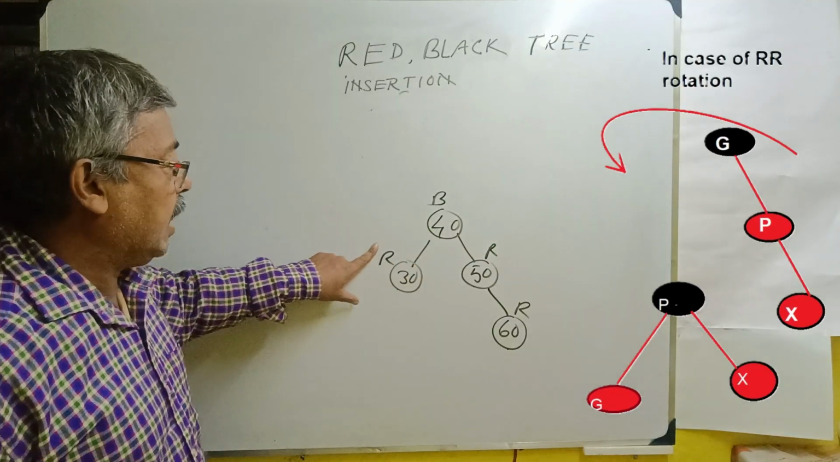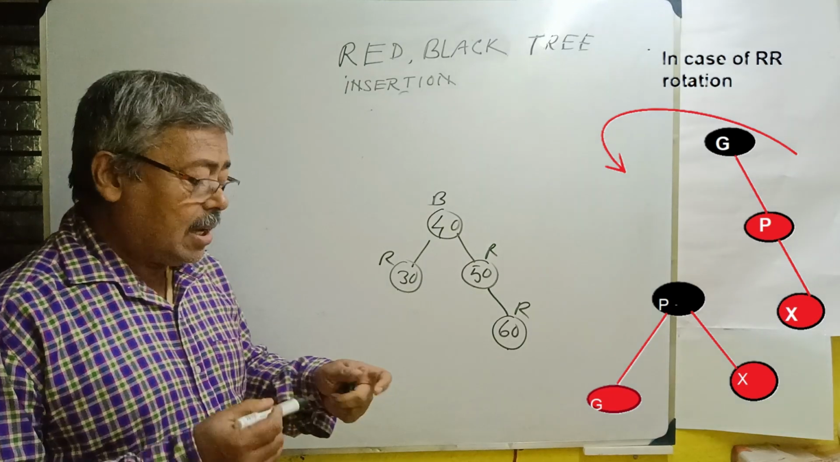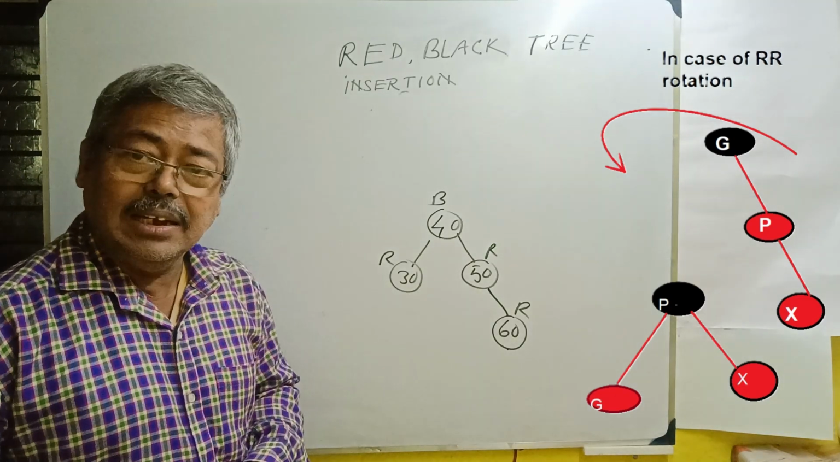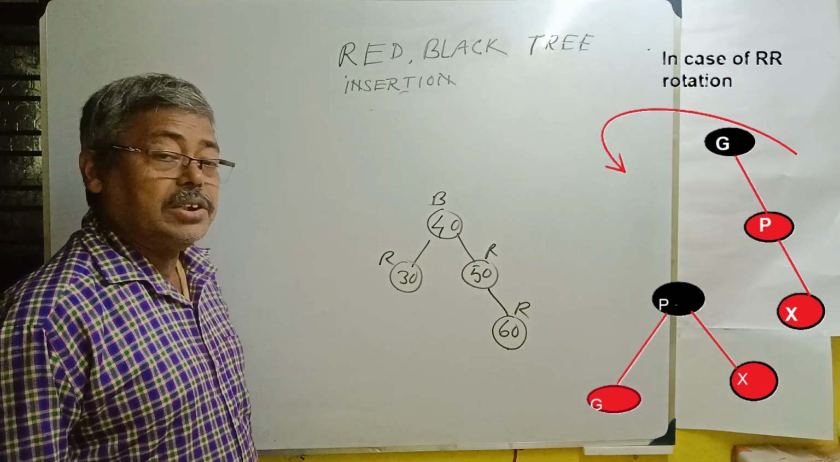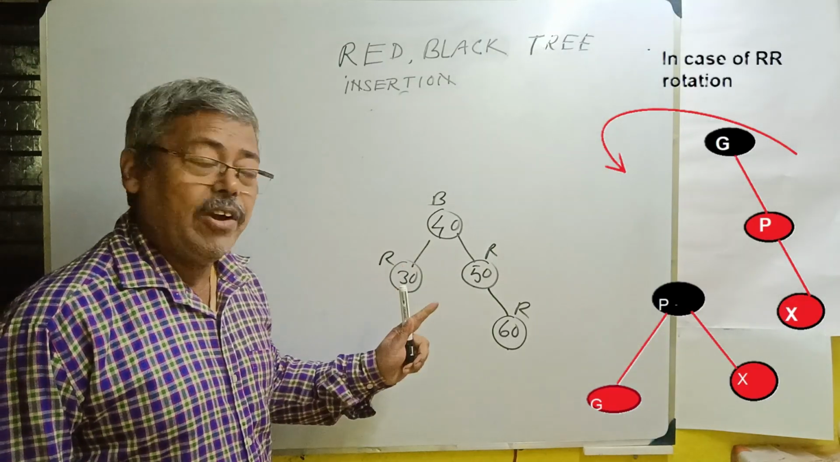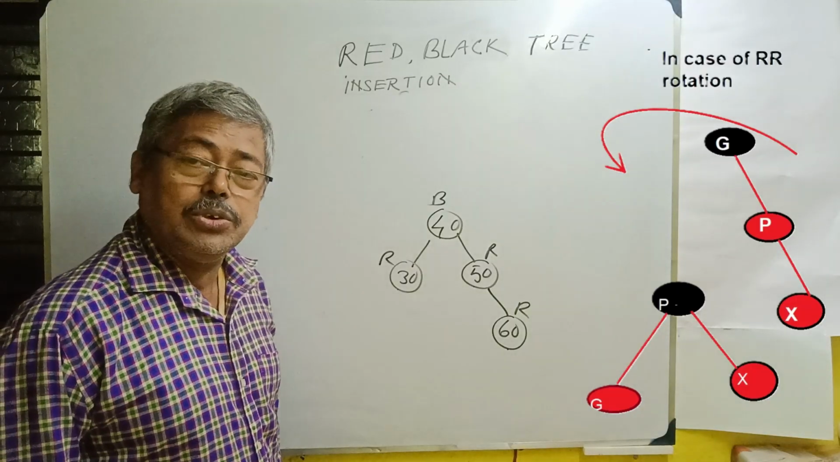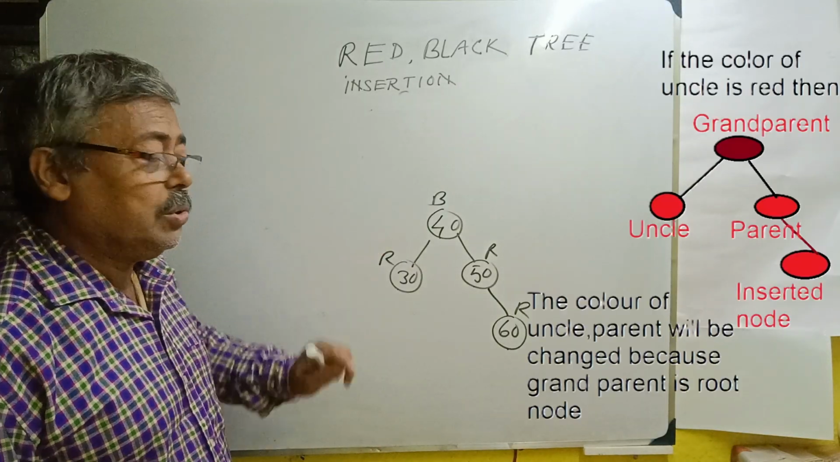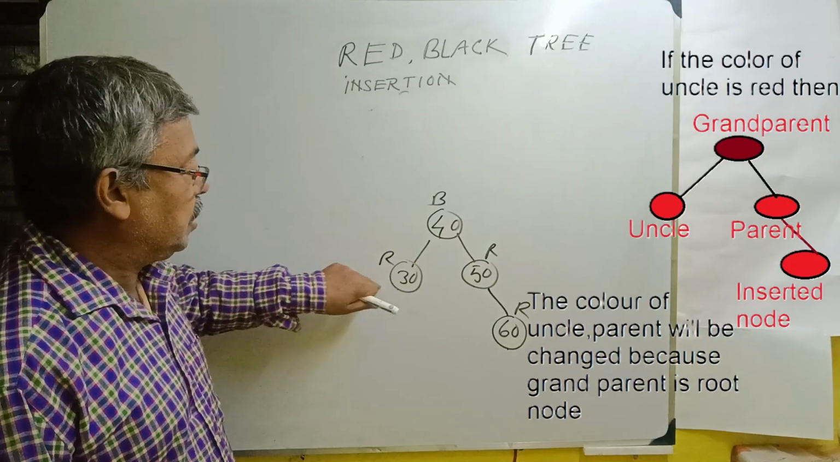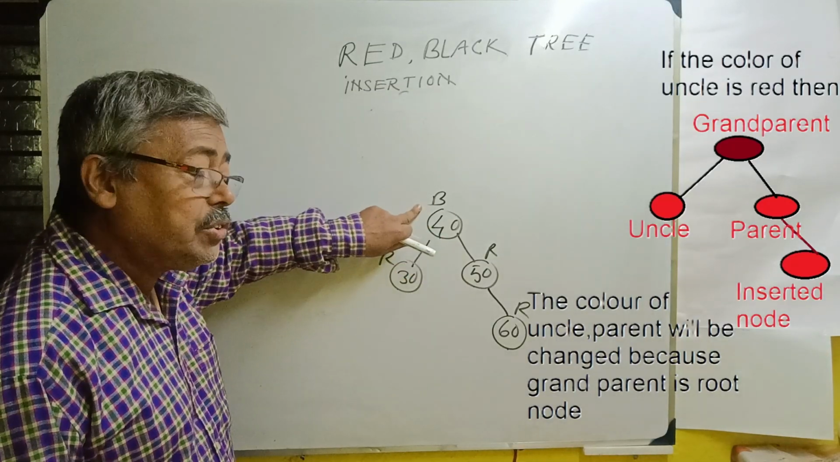The color of the uncle is red. If the color of the uncle is red, then rotation is not required. Rotation is not required, only the color will be changed. Which nodes' colors will we change? Three nodes' colors will be changed: 30, 50 and lastly 40.